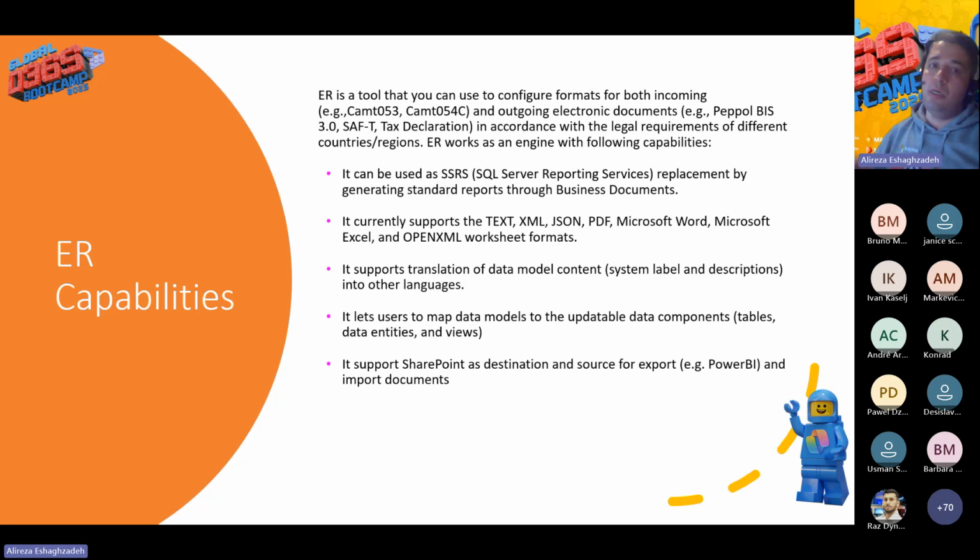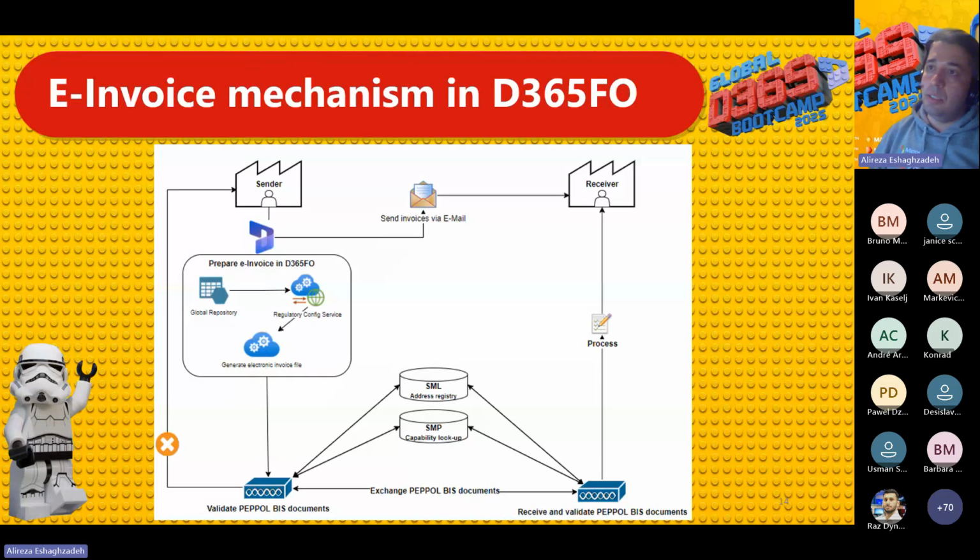But when it comes to electronic invoices, we have just talked about them with Gustav. So I need to show you how the electronic invoices mechanism works in finance and operations. If you see here, I have just created the sender and receiver. The sender is a legal entity in finance and operations, and the receiver is a customer, basically.